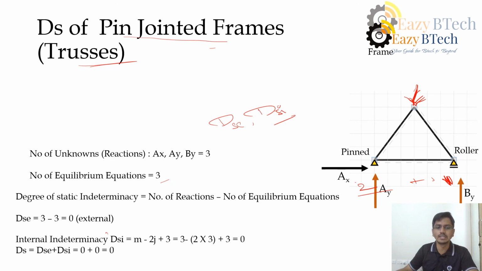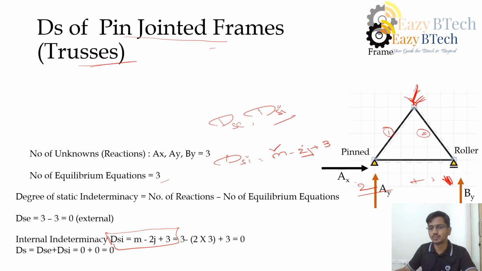Let us see the internal indeterminacy. The internal indeterminacy is given by this formula: DSI equals m minus 2j plus 3. Here m is the number of members in a truss. In this case we have 1, 2 and 3 members, so 3 members are there. For the number of joints, we need to consider joints along with the supports. Here we have 3. If we substitute that in this formula, we get 0. That means internally also it is determinate. So this is basically a statically determinate truss.